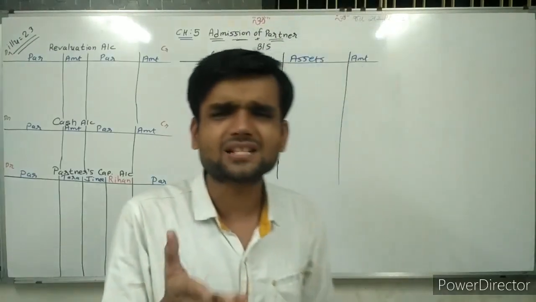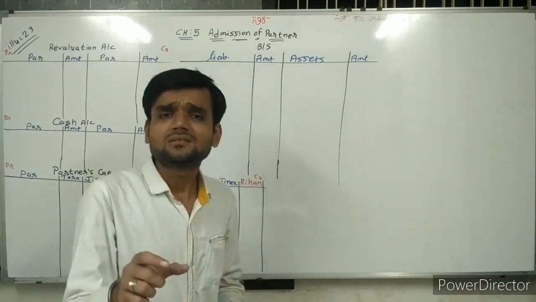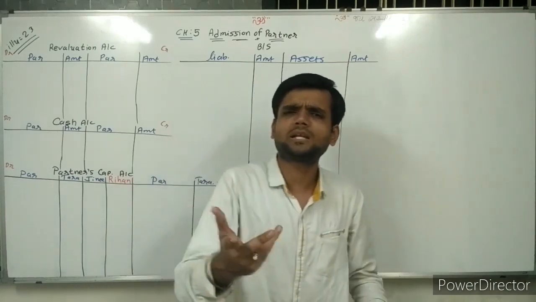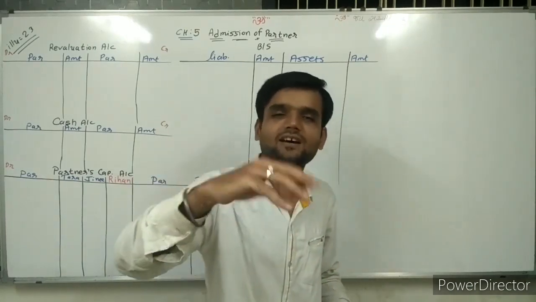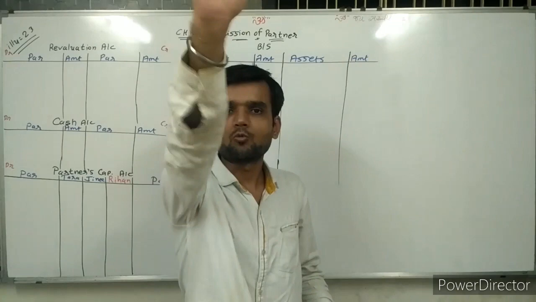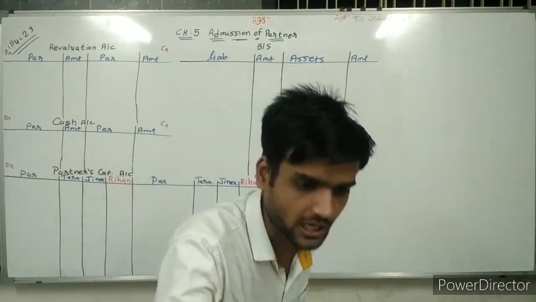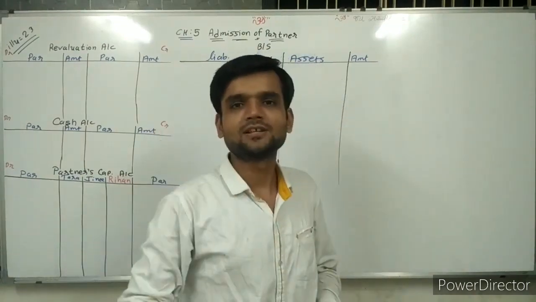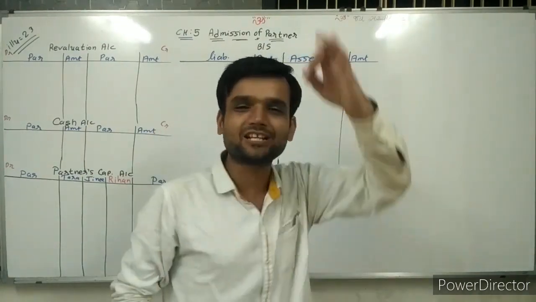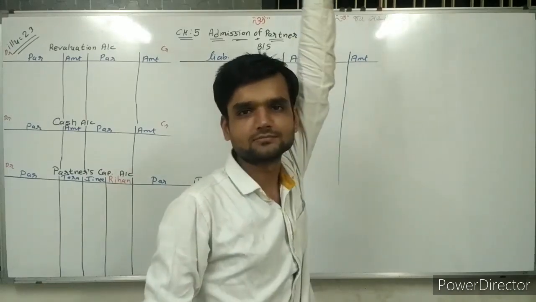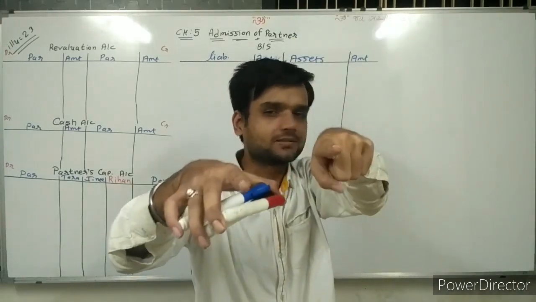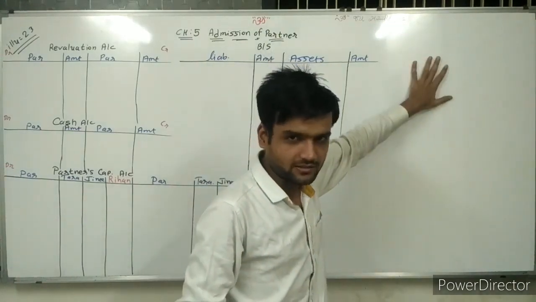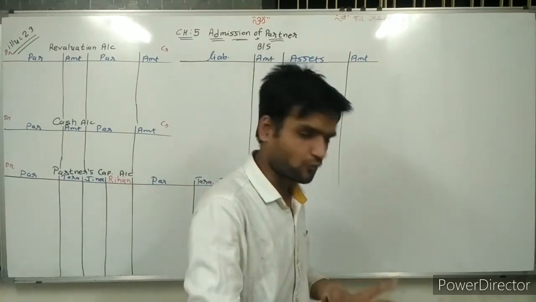Sir, what is the last sentence? What does it mean? Difference is adjusted against capital account. What does it mean? That we will see later. Currently, what we know is Rihan brings 2 lakh rupees and 18,000 rupees. So first of all, write down the journal entry for that particular point. All of you know that journal entry, I am confident about it. So see here, I am writing the journal entry. So first journal entry.